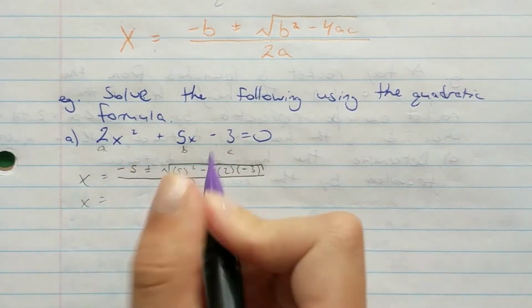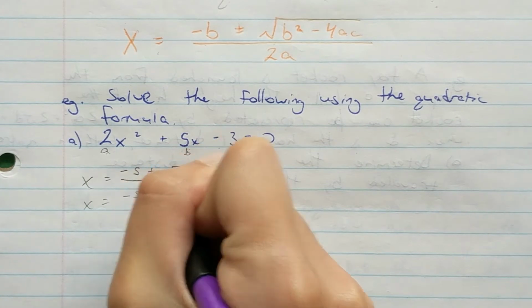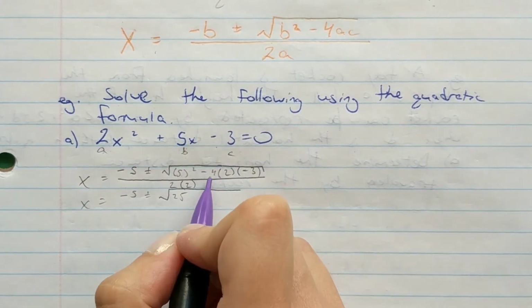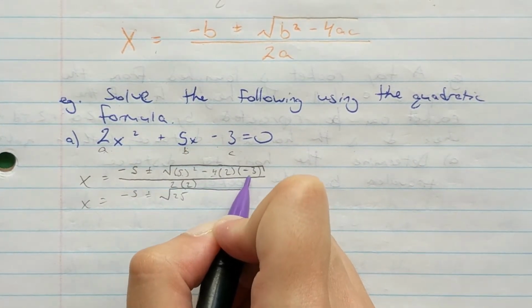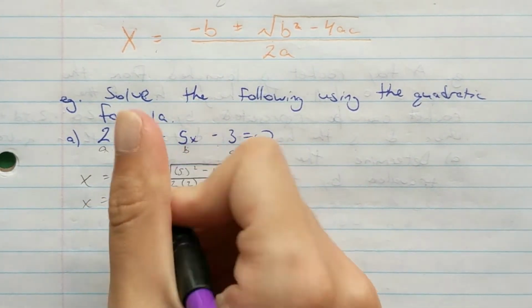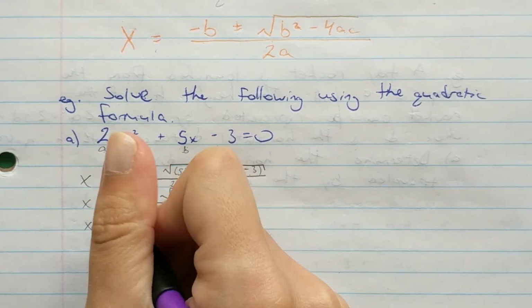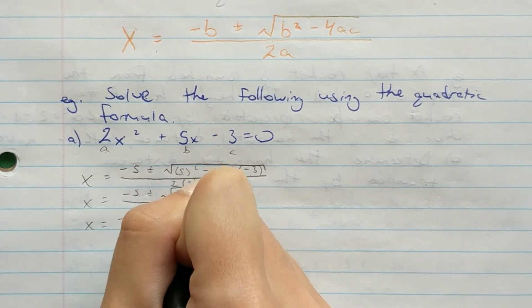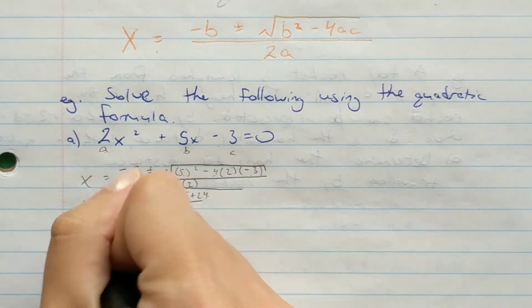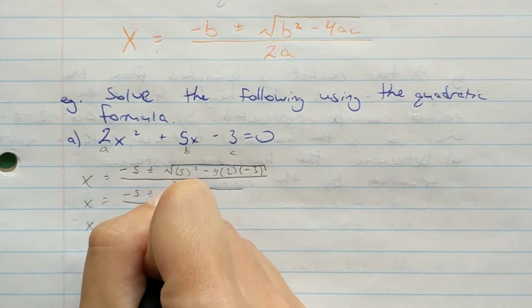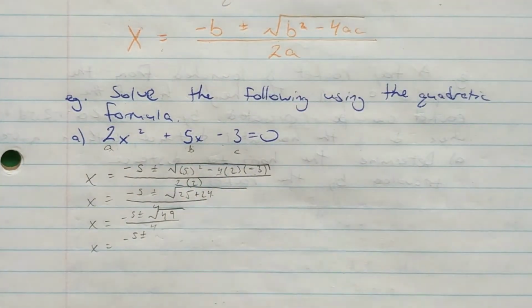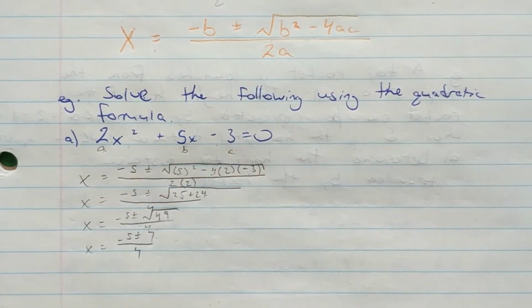We can start evaluating this. I'm just going to leave my negative 5 there, plus or minus the square root. 5 squared is 25. Negative 4 times 2 times negative 3 is positive 24. All divided by 2 times 2, which is 4. So we have negative 5 plus or minus the square root of 25 plus 24 is 49, all divided by 4. So then it's going to be negative 5 plus or minus, and we can take the square root of 49 nice and easily, 7, divided by 4.